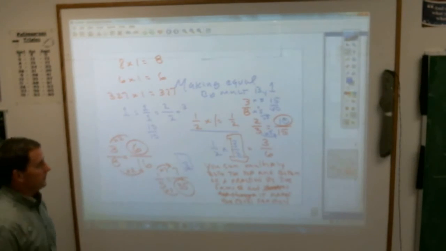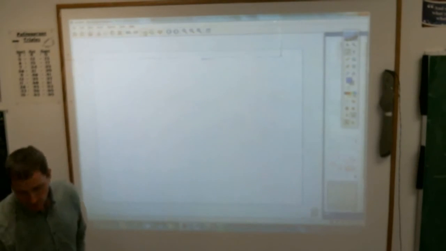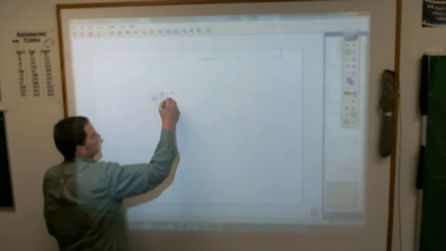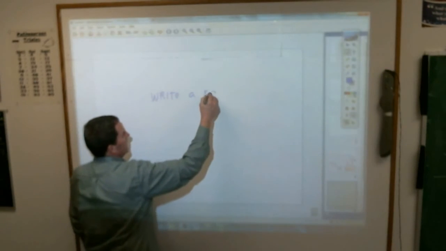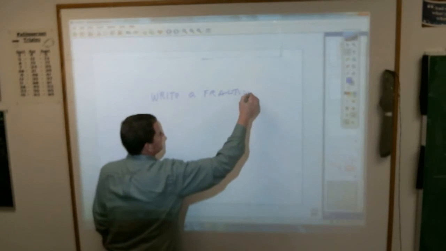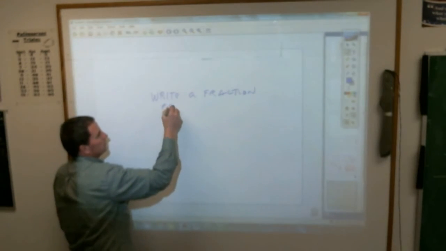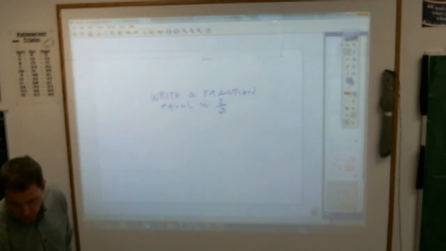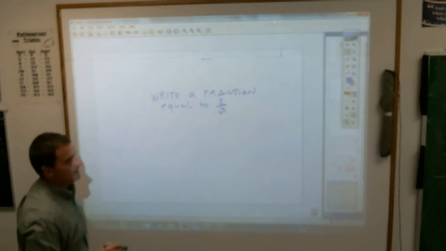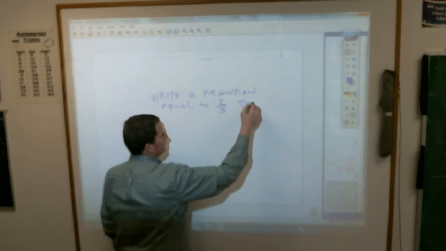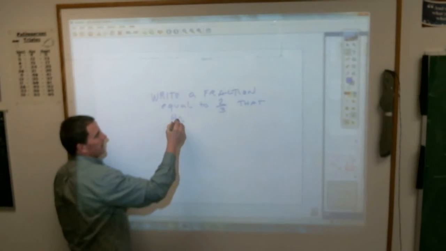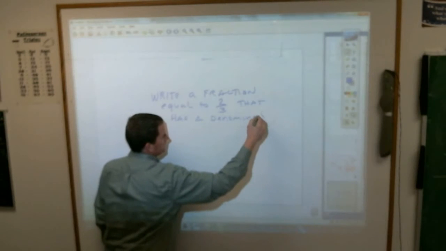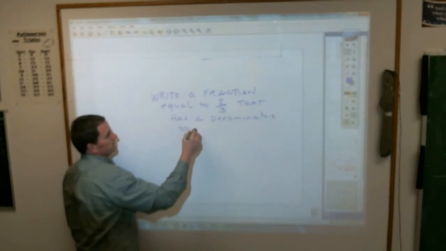Another example, they will do this. Write this problem down here. The book says, write a fraction equal to 2/3 that has a denominator of 12.